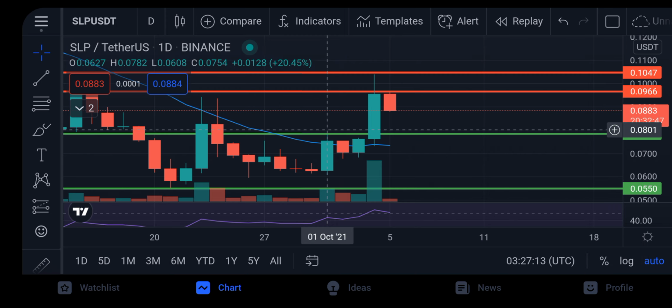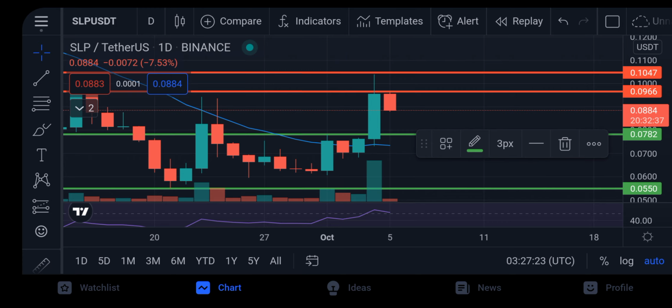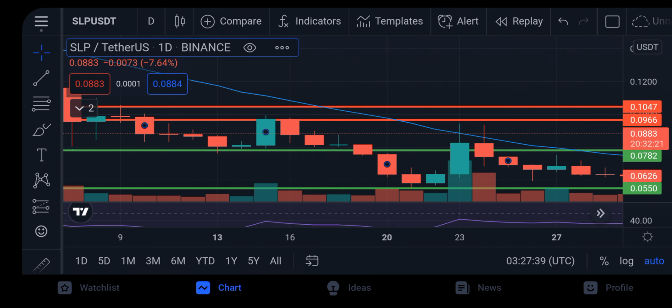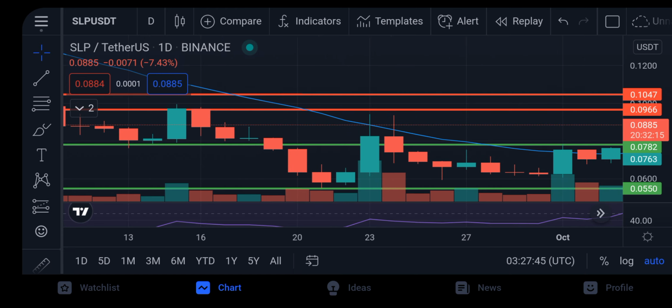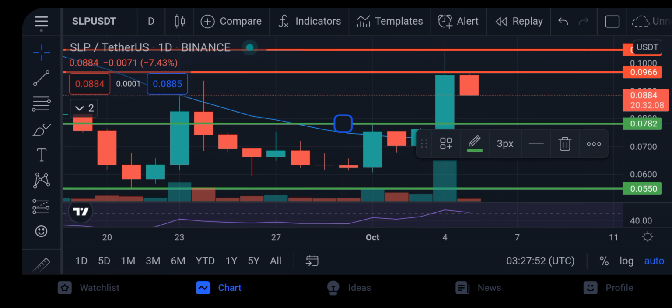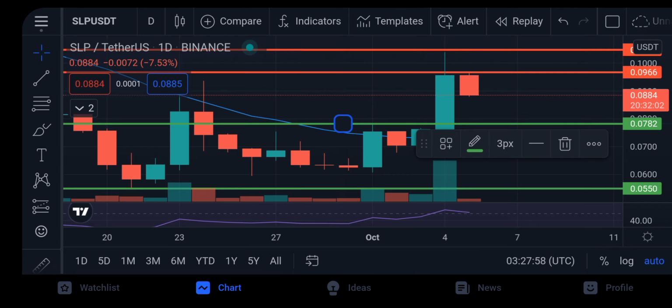So we have to change this as support right now. Remember this line. I created a half psychological support here at the 0.78 US dollar price area because it served as a resistance before. As we can see here, before the breakout it served as a resistance, but right now it becomes our new support. So that is the basic rule of support and resistance. And where to go?